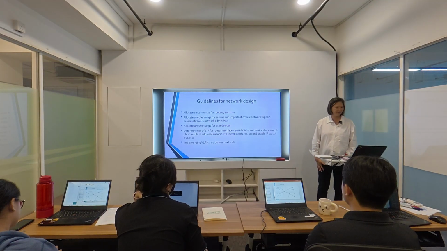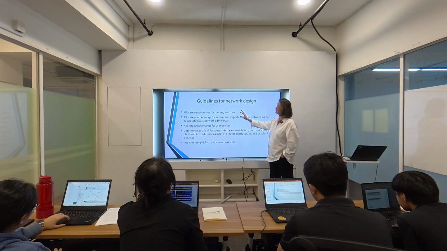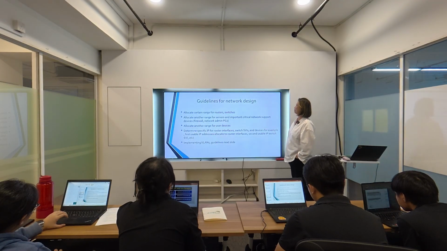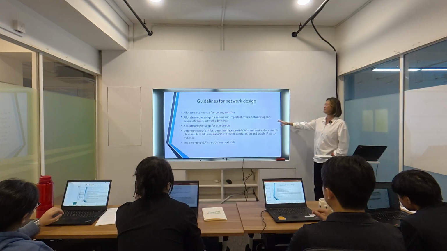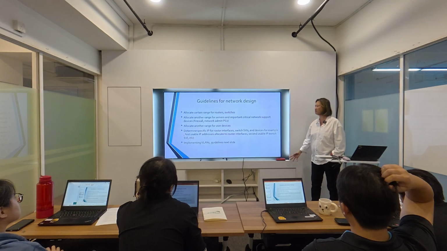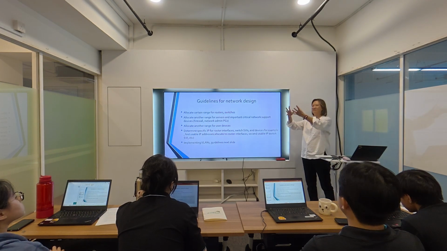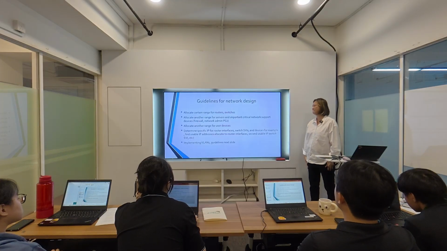So, guidelines for network design. Allocate a certain range for routers and switches, more for ease of maintenance. And then allocate another range for servers and important critical network support devices, like your firewalls and network admin PCs. You give them a certain range. And the rest of the range, you put it for users.